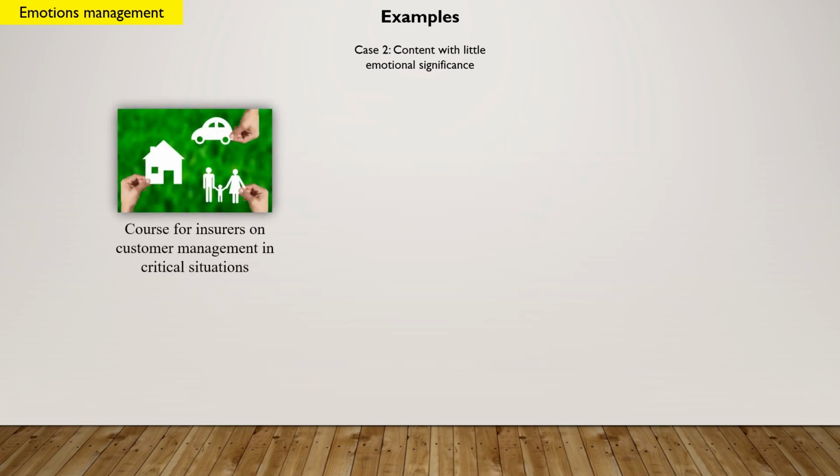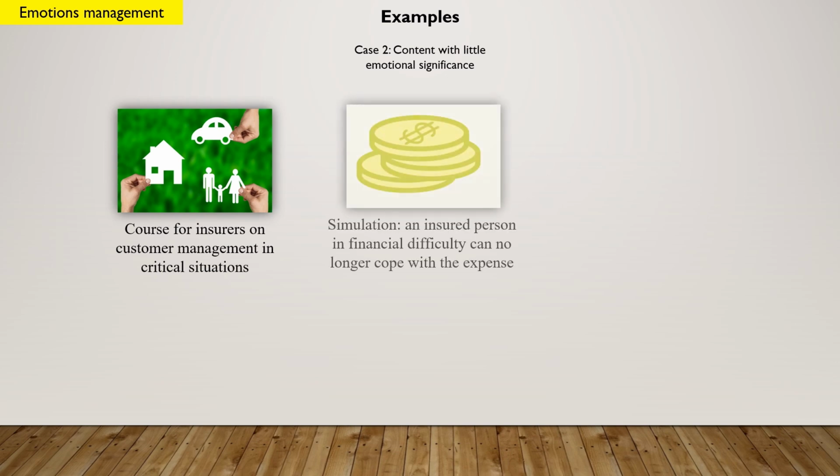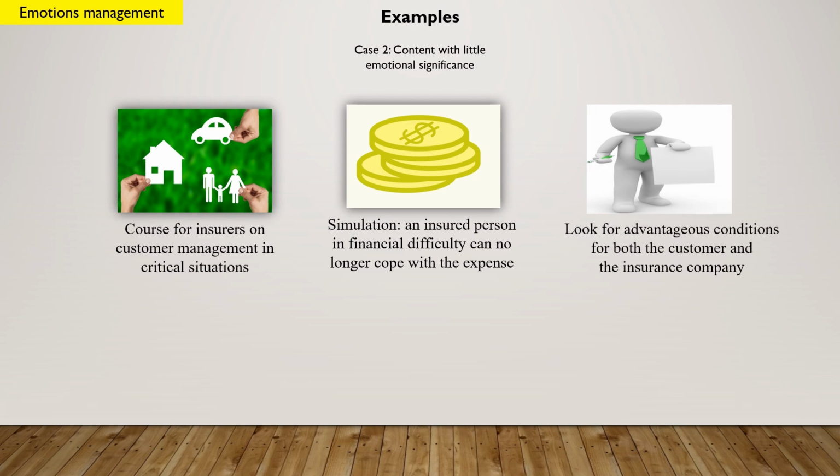In the second example, we refer to a training lesson on a new product intended for insurance agents. It simulated a situation in which the insured was experiencing particularly difficult personal events, and the agent had to juggle between the strict application of certain rules and identification with the client's experience that led him to propose conditions that were disadvantageous for the insurance company.